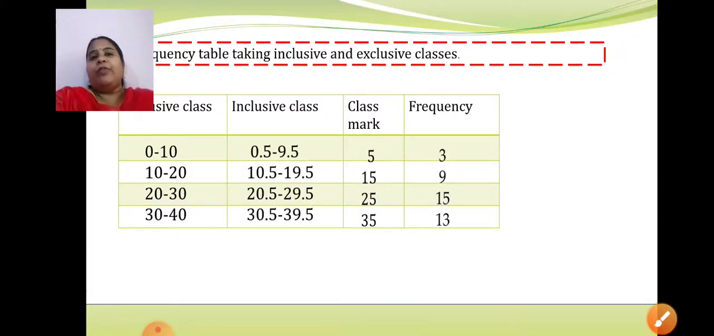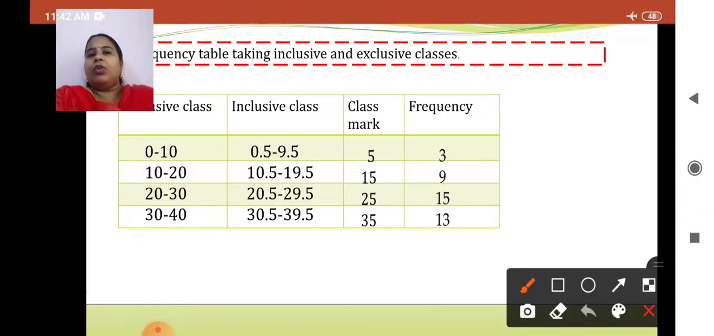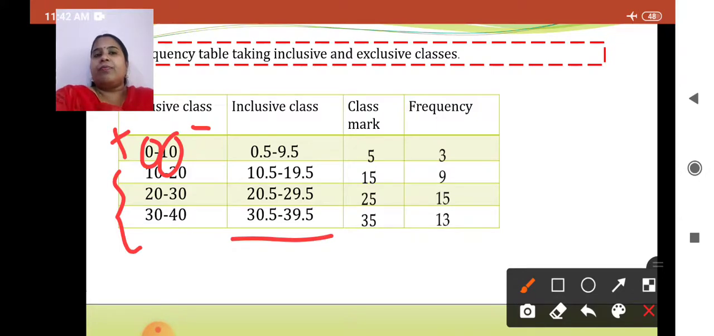0 plus 0.5 is 0.5. Now this was 10. I told you, you subtract 0.5 here, so 9.5. Same way you add here and subtract here. Just remember the reverse order: to the lower limit you have to add and from the upper limit you have to subtract. When is this method to be followed? When from continuous classes you want non-continuous classes.